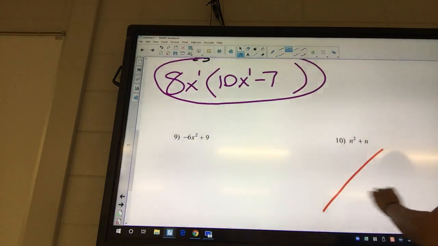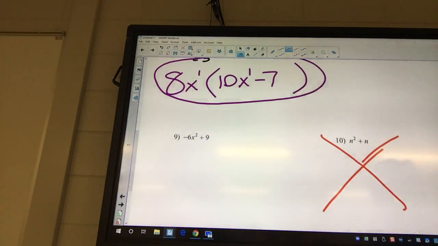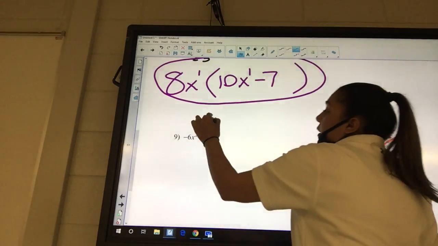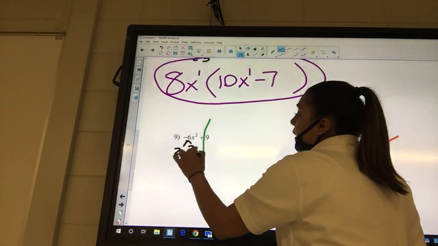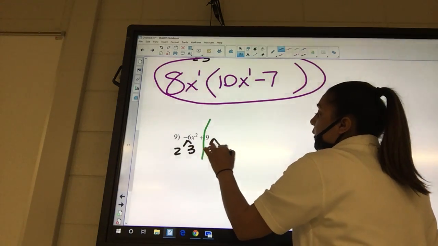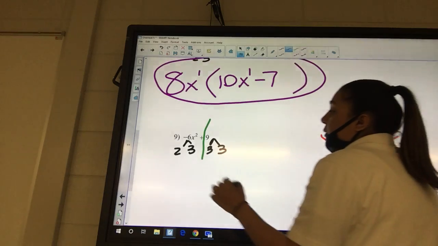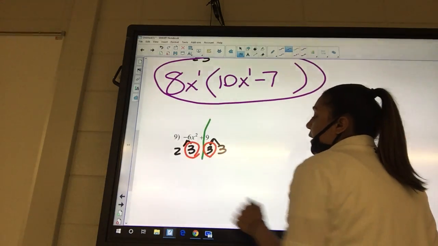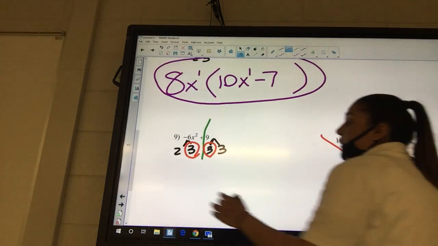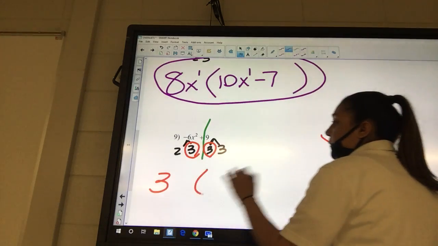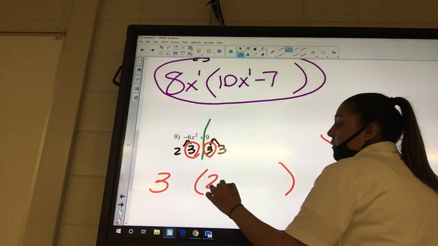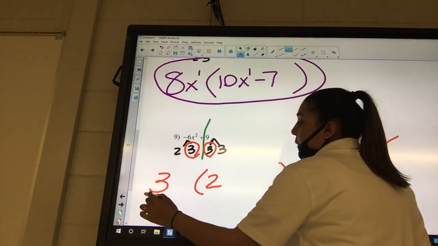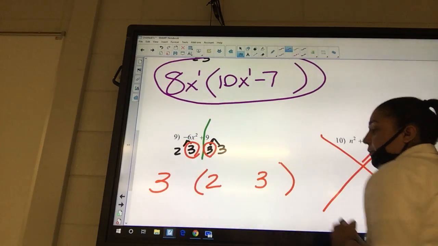Cross off number 10 before I forget. So number 9, we start our factoring. We got 2 and 3 and 3 and 3. Okay, so we find our matches, which is just a set of 3s. Okay, so on the outside it's going to be a 3. And we got 6 divided by 3 is 2. 9 divided by 3 is 3.